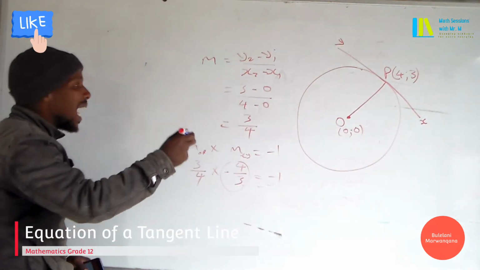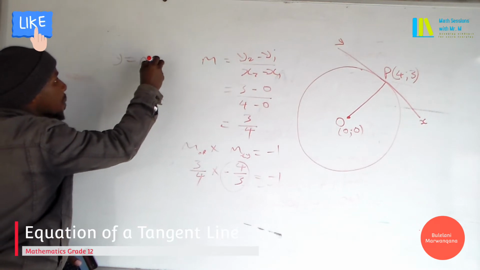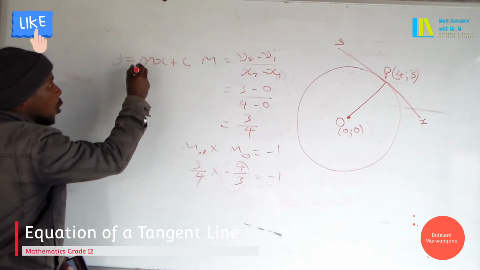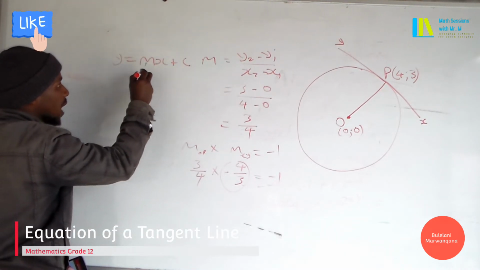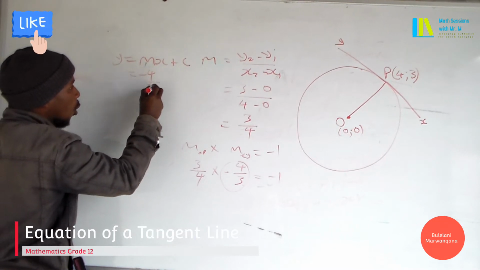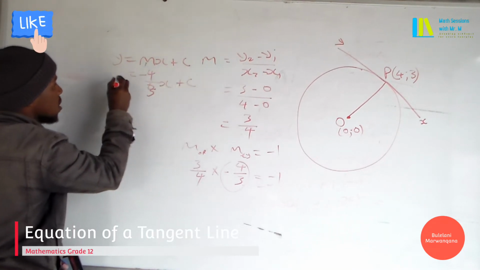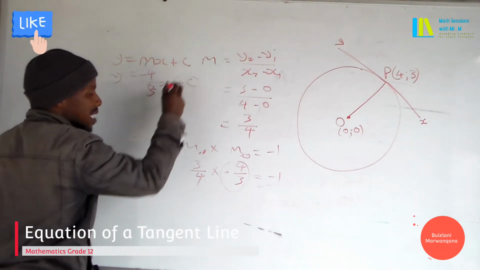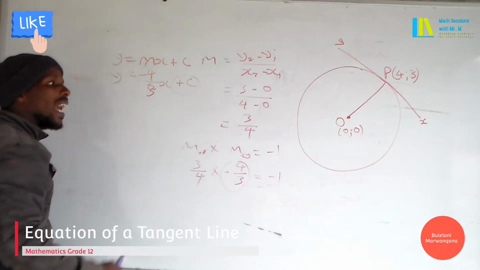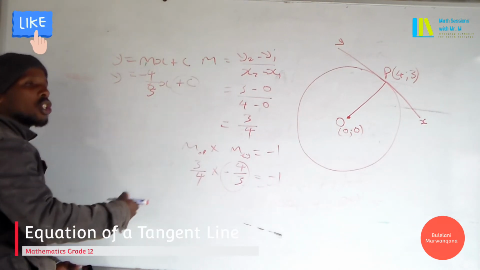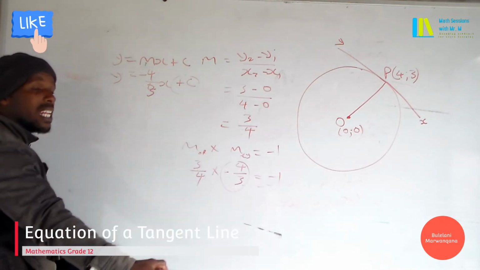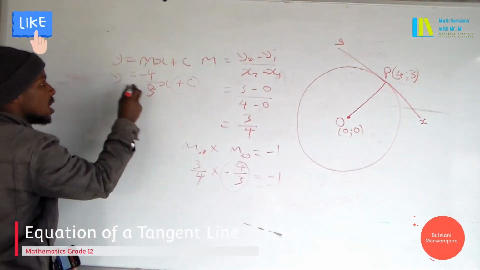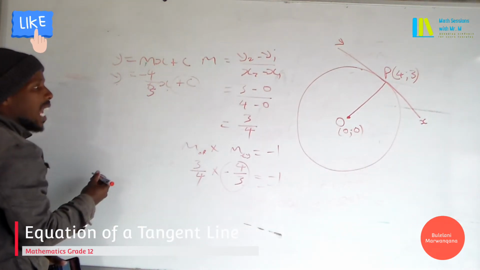We know the equation of a line is y equals mx plus c. We already have a gradient, which is our m, so we substitute it: y equals -4 over 3 x plus c. But there's a problem with this equation: we do not have the constant c. So we must find the constant, and we find it using the point lying on the line, which is P. We take the same P and substitute it on x and y.